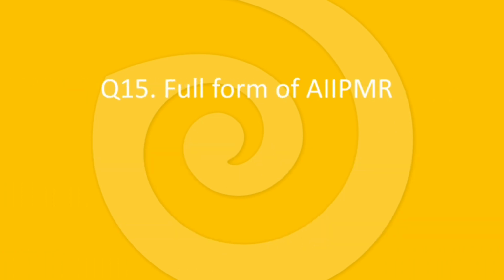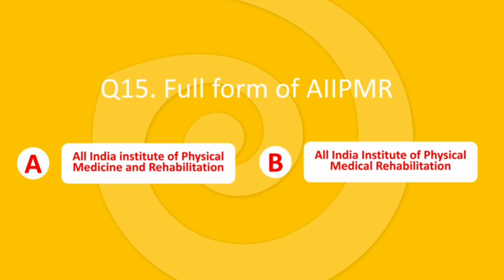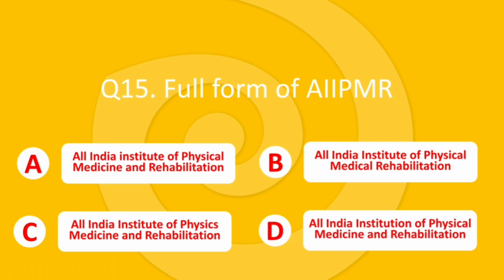Question number 15. Full form of AIIPMR. Option A, All India Institute of Physical Medicine and Rehabilitation, option B, All India Institute of Physical Medical Rehabilitation, option C, All India Institute of Physics, Medicine and Rehabilitation, option D, All India Institution of Physical Medicine and Rehabilitation. So the right answer is option A, All India Institute of Physical Medicine and Rehabilitation.